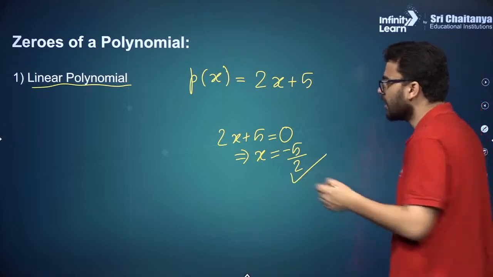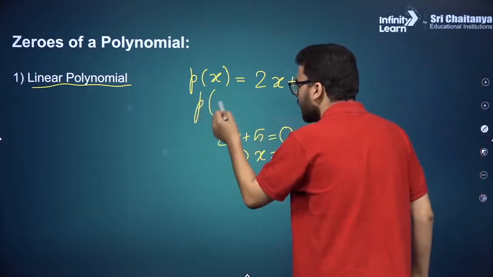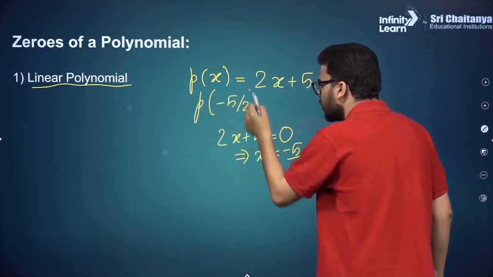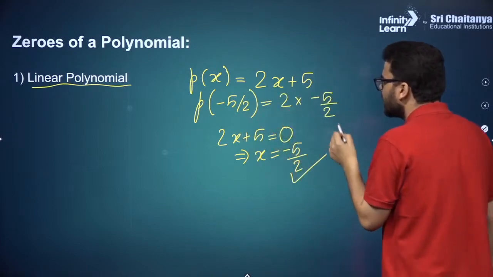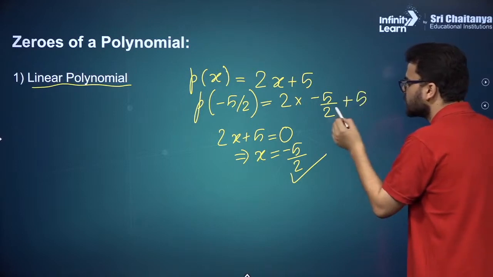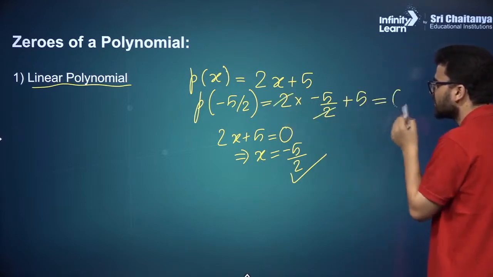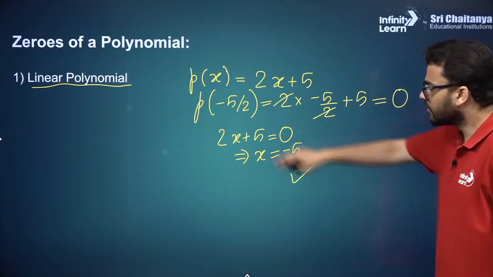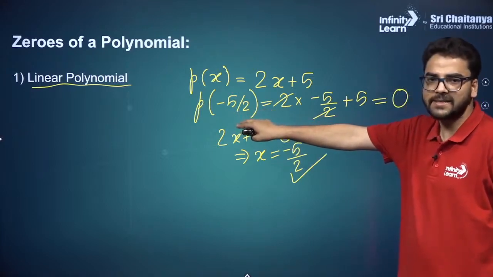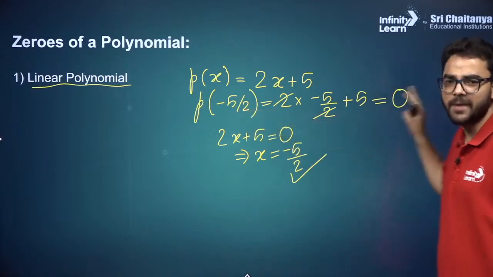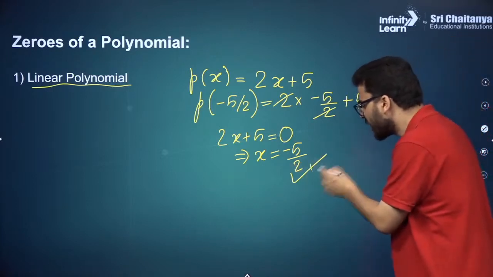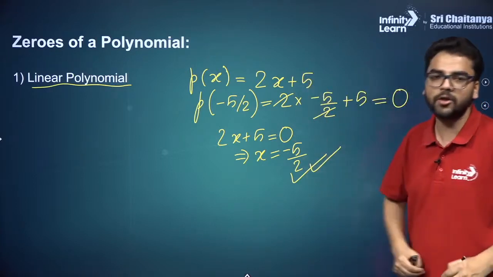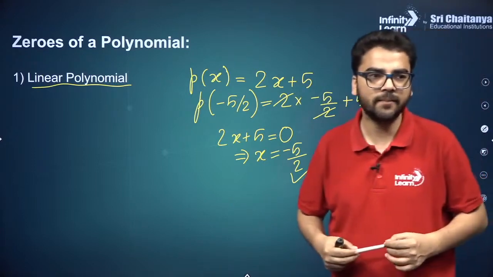The reason is what? You can put it over here in the polynomial. In place of x, if you will put minus 5 by 2, you see what you are getting? 2 into minus 5 by 2 plus 5. So basically you will get 0. Minus 5 plus 5 is 0. So the value of the polynomial at x is equal to minus 5 by 2 is coming out to be equal to 0. So therefore x is equal to minus 5 by 2 is the 0 of the polynomial 2x plus 5. Is it clear?